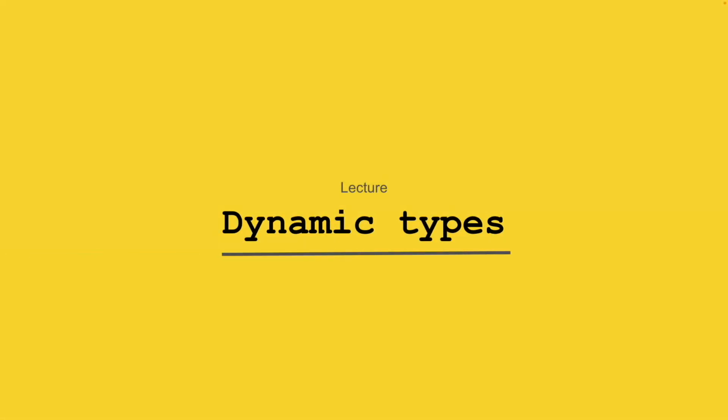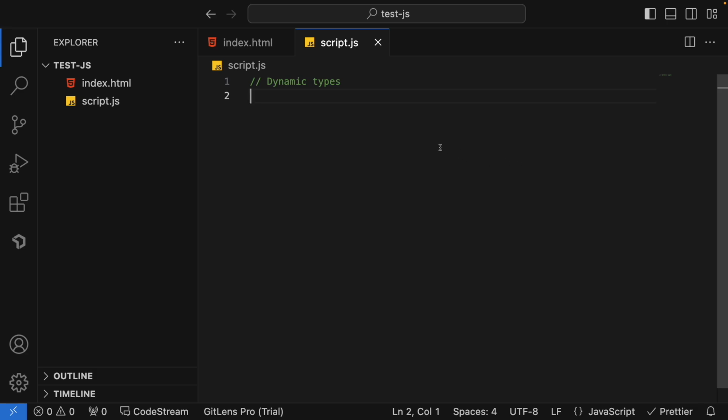JavaScript is a dynamically typed language. It means if you are having any variable of a certain data type, the data type of that variable can be changed later in runtime. That's what they mean by dynamic behavior of JavaScript. Let's try with a small example.